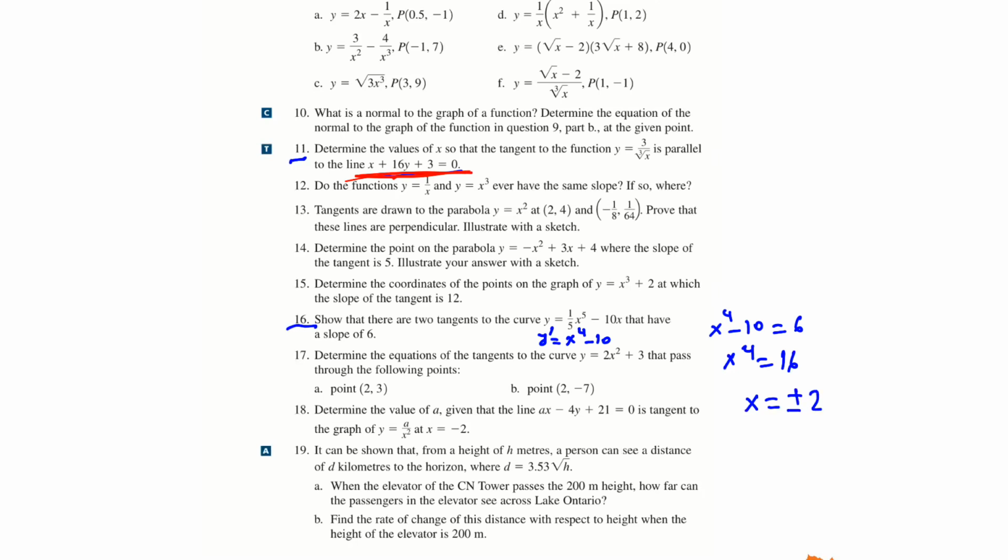This means at x equals 2 and at x equals negative 2, the slope of the tangent line to the given curve is 6. Therefore, there are two tangents to the curve with the slope of 6.